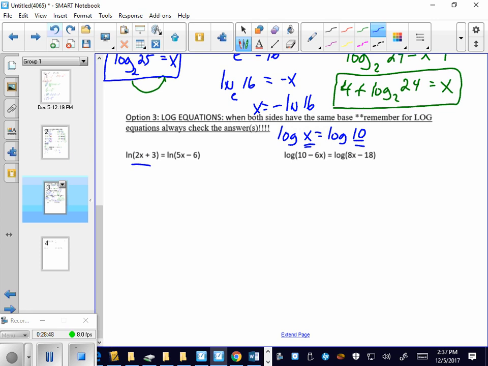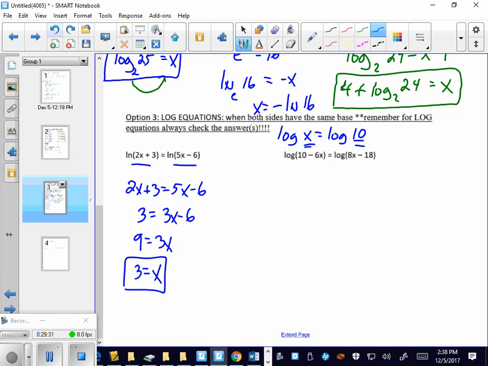I've got the natural log of 2x plus 3 equals the natural log of 5x minus 6. Since I have one natural log equaling another natural log, whatever the arguments are, they must be the same. So I can solve for x by simply setting the argument equal to itself, and then we'll solve for x. So algebraically, let's subtract 2x on both sides, and then we have to add 6 to both sides, and then we have to divide both sides by 3. So x would be 3.